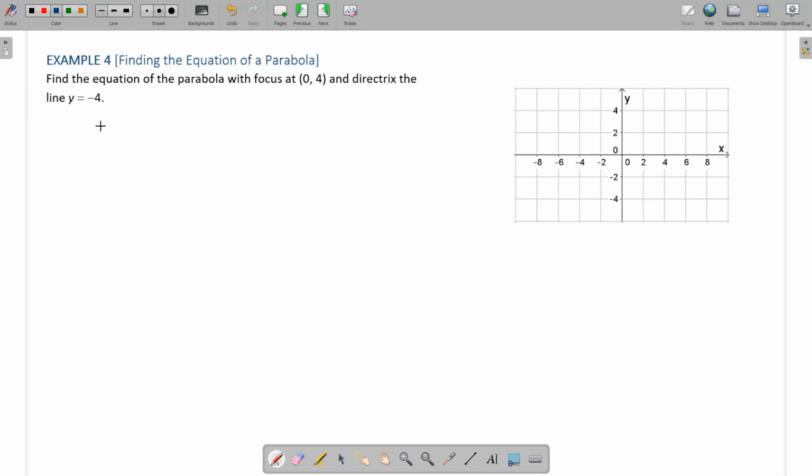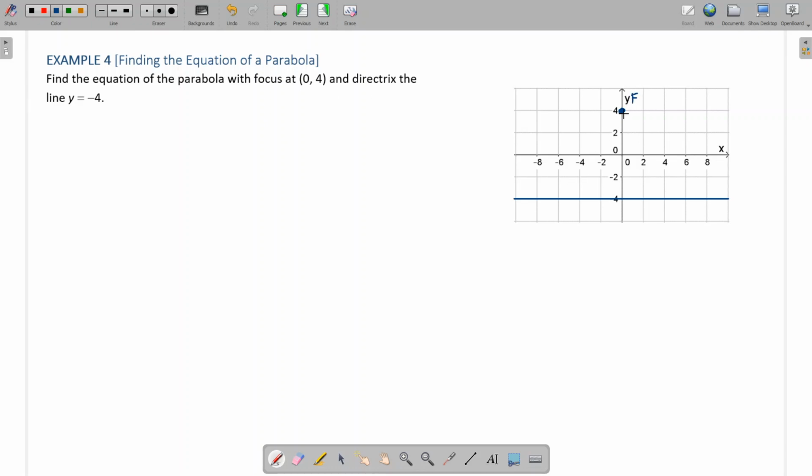Okay, in this example, we were given some slightly different information. It says, find the equation of the parabola with the focus at 0, 4, and the directrix is the line y equals negative 4. So let's go ahead and plot the focus. Focus is here at 0, 4, and the directrix is a horizontal line down here, y equals negative 4. So let's label this as F.